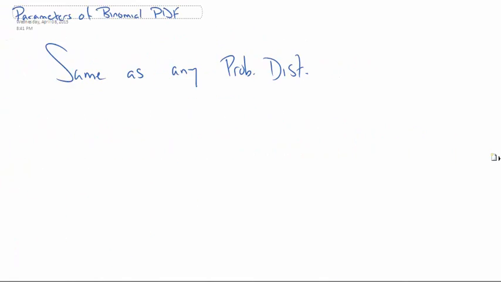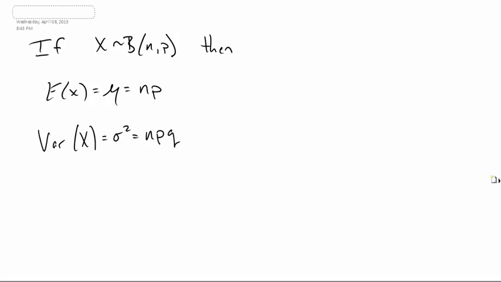The parameters of a binomial PDF are the same as any probability distribution. We have mean, median, mode, standard deviation or variance, but they're calculated slightly differently. If X is distributed as a binomial, then the expected value or mean is simply the number of trials times the probability of a success. And the variance, the standard deviation squared, is the number of trials times the probability of success times the probability of failure. The calculation for this is much more simple.